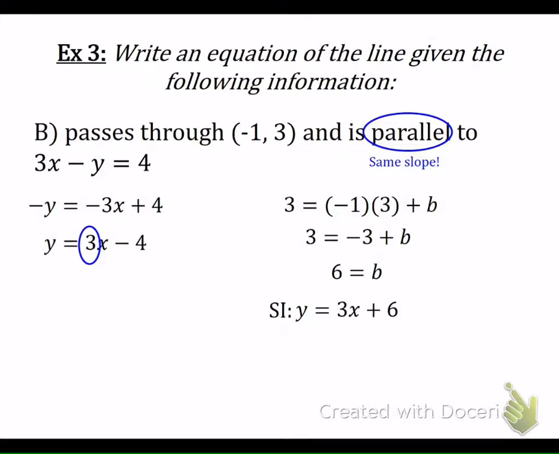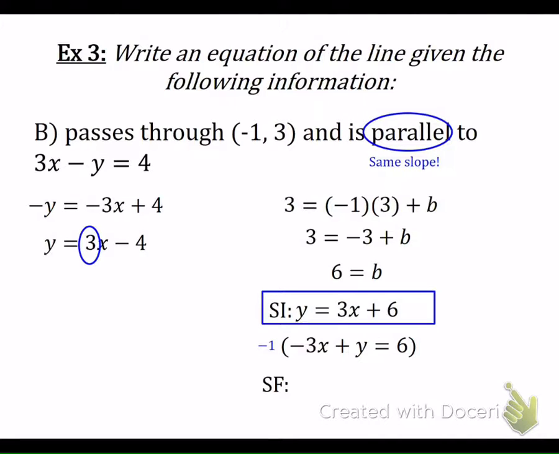Now, if I want to get that in standard form, what would I do? Subtract 3x from both sides. Can I have a negative 3x in the front? Divide everything by negative 1 or multiply everything by negative 1. Basically changes all your signs. So you have 3x minus y equals negative 6. Questions?